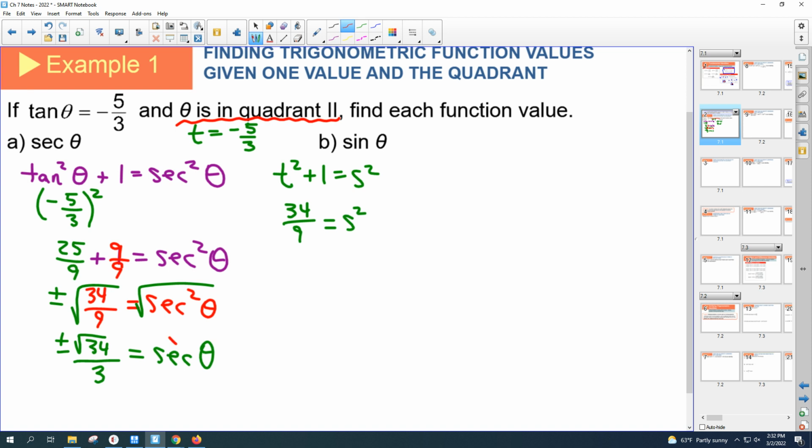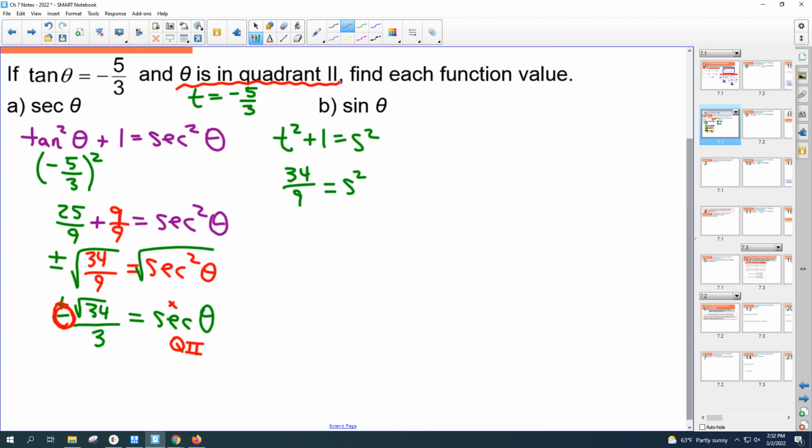So we're definitely talking about x numbers, right? What do I know about x numbers in the second quadrant? What? Negative. So really, I don't want the plus or minus root. I only want the minus root because we're in the second quadrant. Your answer will be secant theta equals negative square root of 34 over 3.